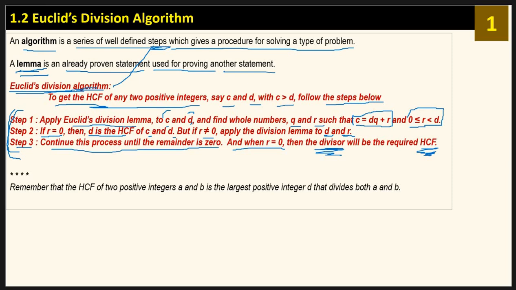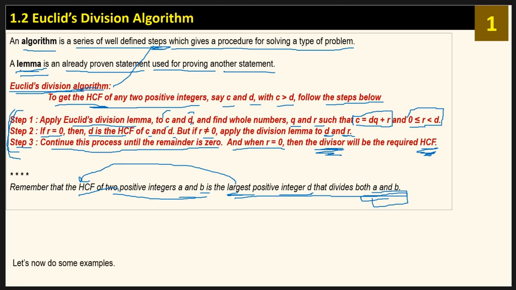And just to refresh your memory, the H.C.F of two positive integers a and b is the largest, meaning the highest, and the H in H.C.F is highest, positive integer d that divides both a and b. So the H.C.F of two numbers a and b is the highest integer d which divides both a and b. Now let's do some examples.